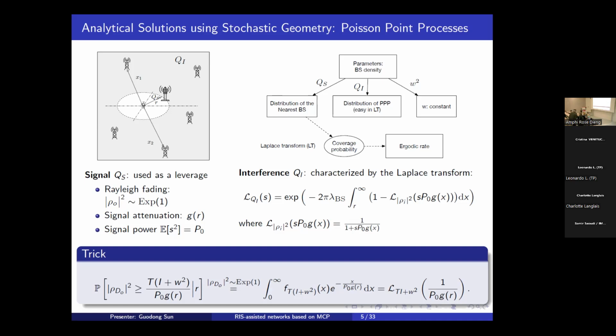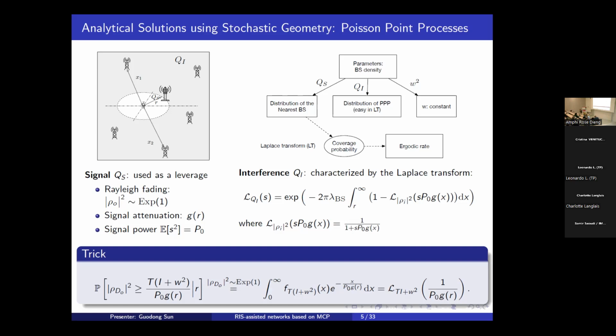Then there is a trick in stochastic geometry. Once the fading follows Rayleigh, conditioned on a distance R, you move this path loss power to the right-hand side. Because the fading is Rayleigh faded and its power is exponential, the tail distribution can be expressed by a Laplace transform. So this tool basically says that the coverage can be easily expressed by a Laplace transform.